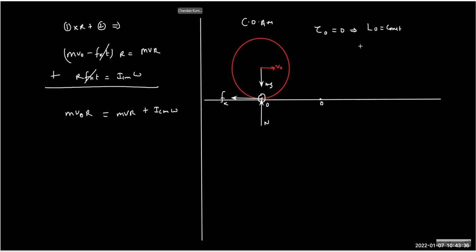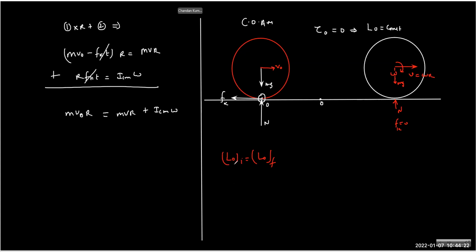After a while, when the body starts pure rolling, when the velocity of the ball and the omega are in complete sync, the friction becomes zero. The normal and the gravity remain, but that's okay. No friction will act, and let's say this happens exactly after time t. Now you are supposed to write the angular momentum of the body about the base. So L naught initial is L naught final.